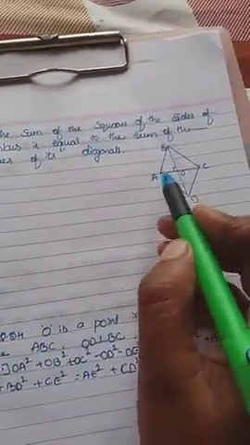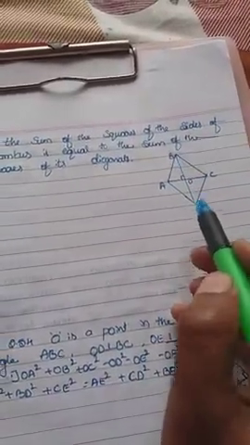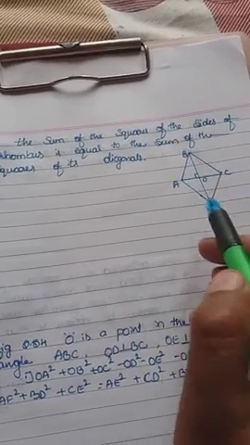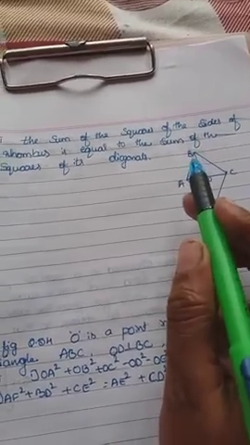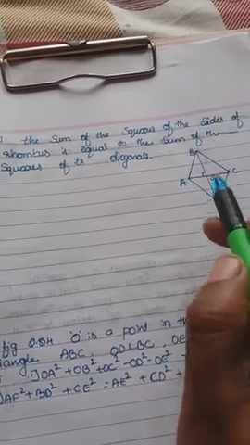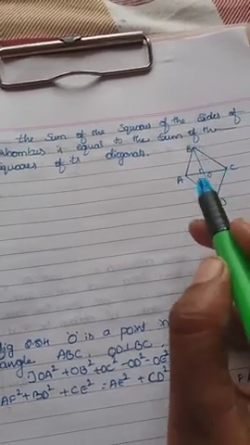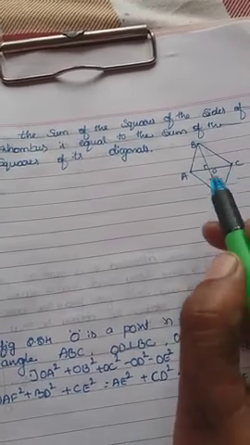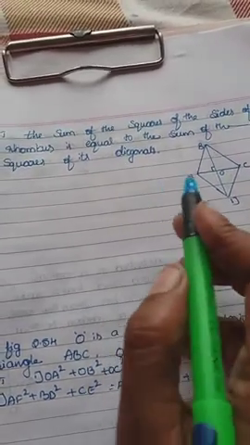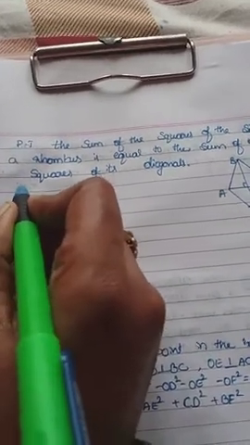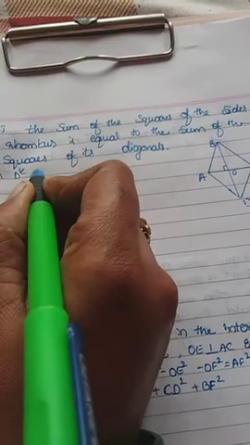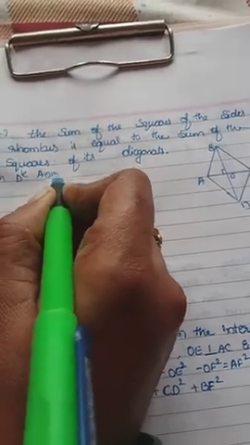If we consider BD and AC, the diagonals divide the rhombus into four parts, so we get four triangles in this rhombus. One is triangle AOB, one more is triangle BOC, next one is triangle AOD, and the next one is triangle DOC. So in this first one we have to take triangle AOB.